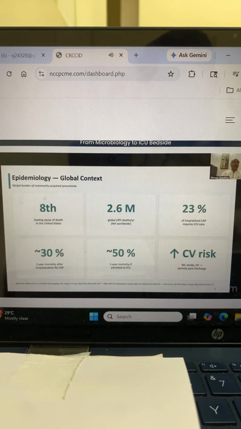Before we start anything, epidemiology is extremely important. First, let's look at the global context because we have reasonably robust data available to us. The global burden of community-acquired pneumonia is that it is the 8th leading cause of death, especially in the US. The same is true in the UK. It is also the leading lower respiratory tract cause of death worldwide when we include children along with it.